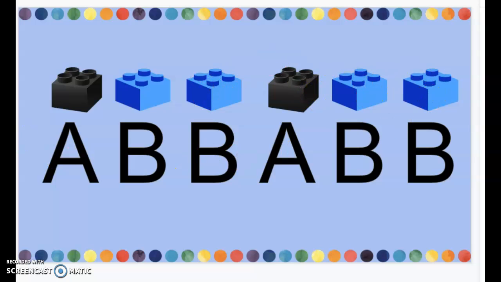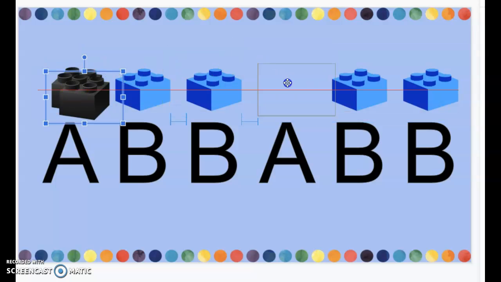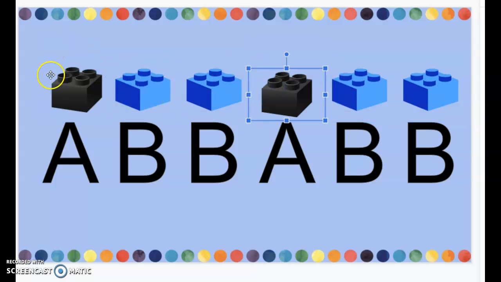We're going to look at some that have a block missing. All right, so look here for our ABB pattern. It's black, blue, blue. And then right here, we're going to continue the pattern, but we're going to figure out what's missing. Black, blue, blue, black. Good. So we would have to add a black block right here to keep our ABB pattern. Black, blue, blue, black, blue, blue.